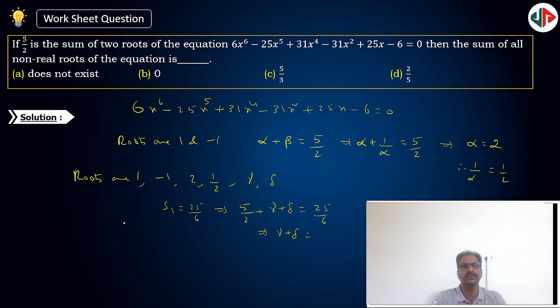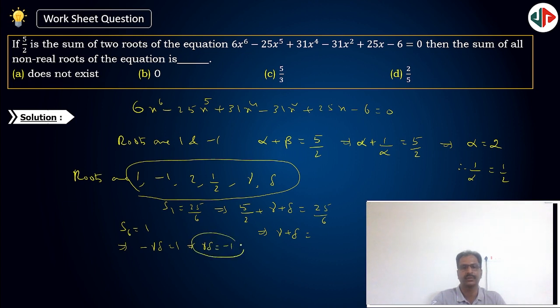Next, what is the product of the roots? S6. Product is 1. What is the product of all the roots? When you multiply all these roots, what is the product you get? 1 into minus 1 into 2 into 1 by 2. So minus gamma delta you get. Implies gamma delta is equal to minus 1. From gamma plus delta and gamma delta, you have to find the values.